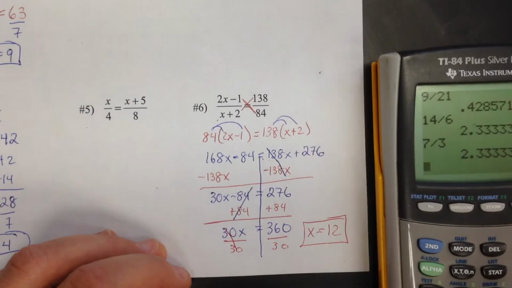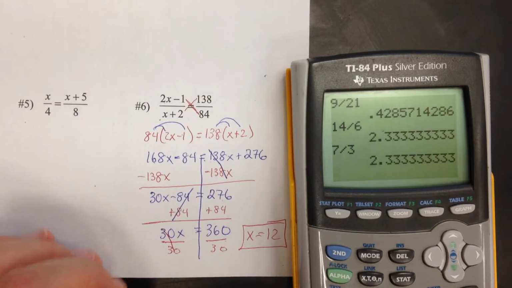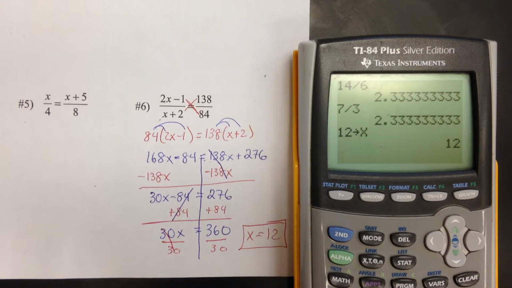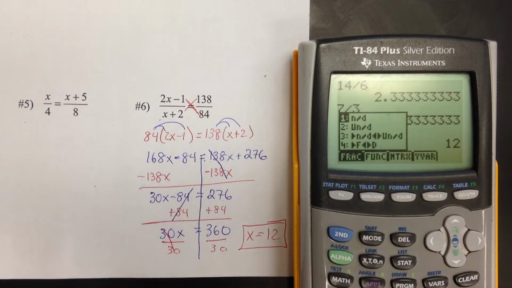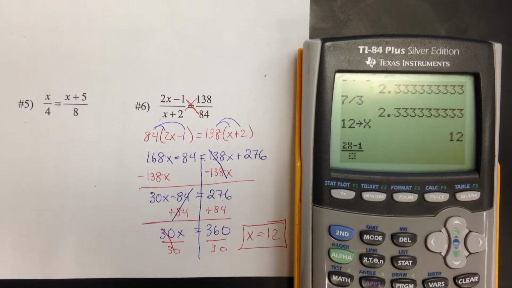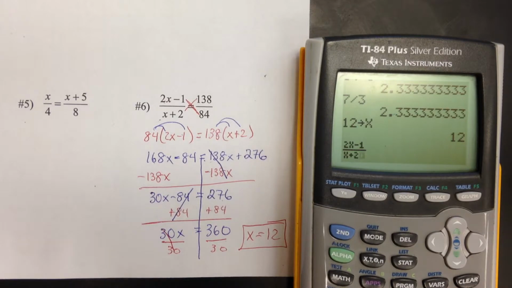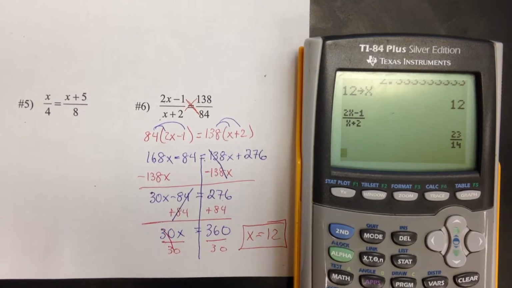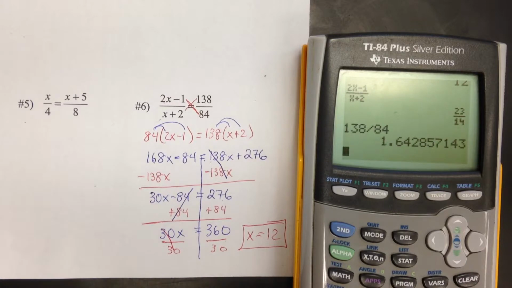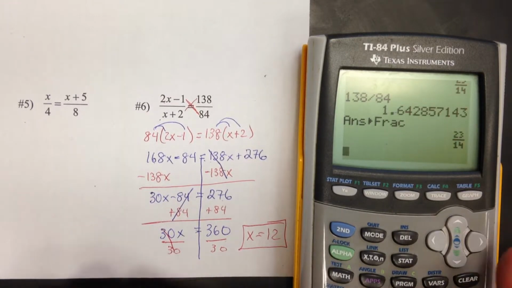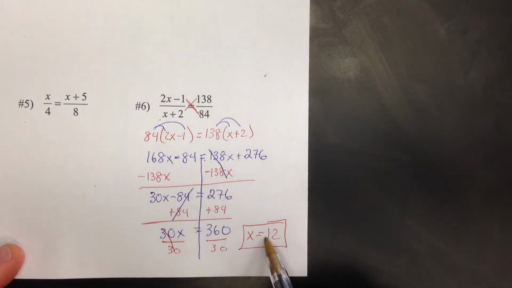All right, so we can check this here. I'm going to say 12, store it for x. And let's type the left side of the equation, 2x minus 1 divided by x plus 2. And we get a value. We get 23 over 14. And let's see, the right side was 138 divided by 84. And math, enter, enter. Same thing, 23 over 14. So x equals 12 is good. That is our solution right there.